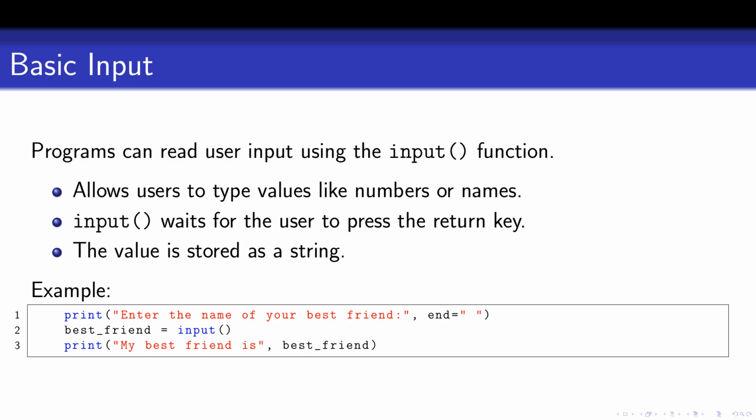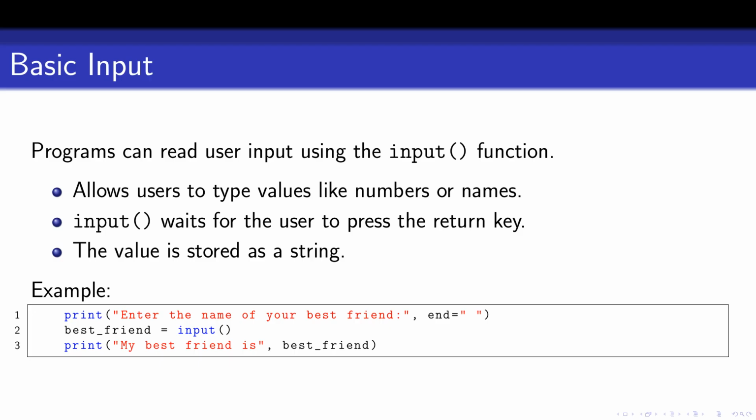Now that we know how to output information, let's learn how to take input from the user. This is where your programs become interactive. Python uses the input function to read user input from the keyboard. When you call input, your program pauses and waits for the user to type something and press enter. That value is returned as a string, even if the user types a number. You can store the result in a variable for later use.